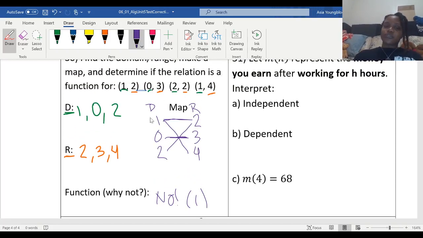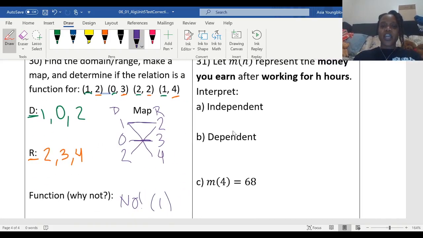For this reflection, you don't need to write out the ordered pairs, at least have all of this written down. So what's the domain, what's the range, draw the map, and then you can just write no 1 and I'll know what it means. So everything that I've written, I need you to write for number 30.